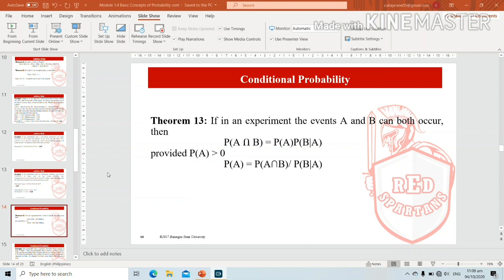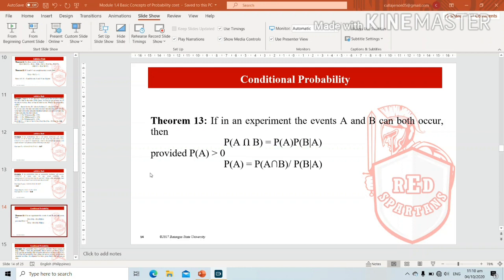Then for theorem 11, yung ating probability kapag 3 event, yung A, B, and C, probability ng A union B union C is equal to probability ng A plus probability ng B plus probability ng C minus the intersection between A and B, minus the intersection between A and C, minus the intersection between B and C, and plus the intersection of A, B, and C. Then, theorem number 12, yung ating probability ng A plus probability ng kanyang complement ay equal sa 1.